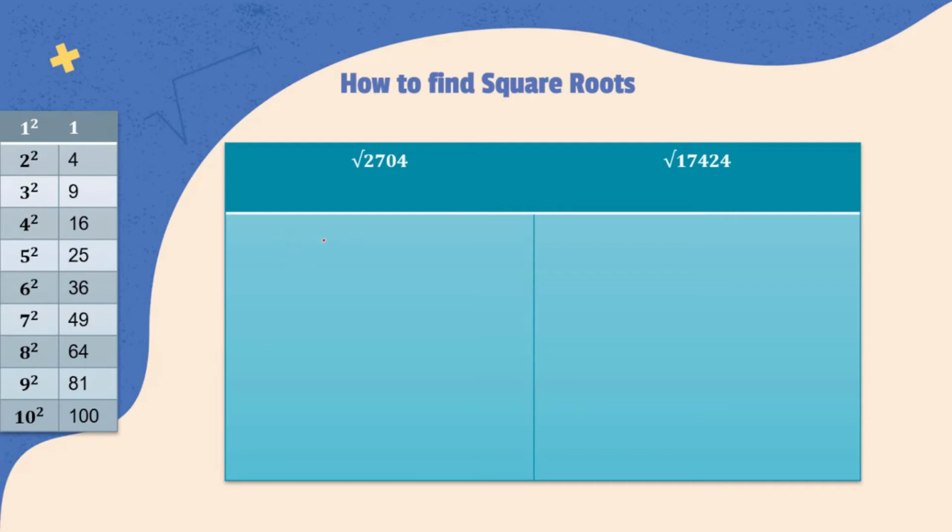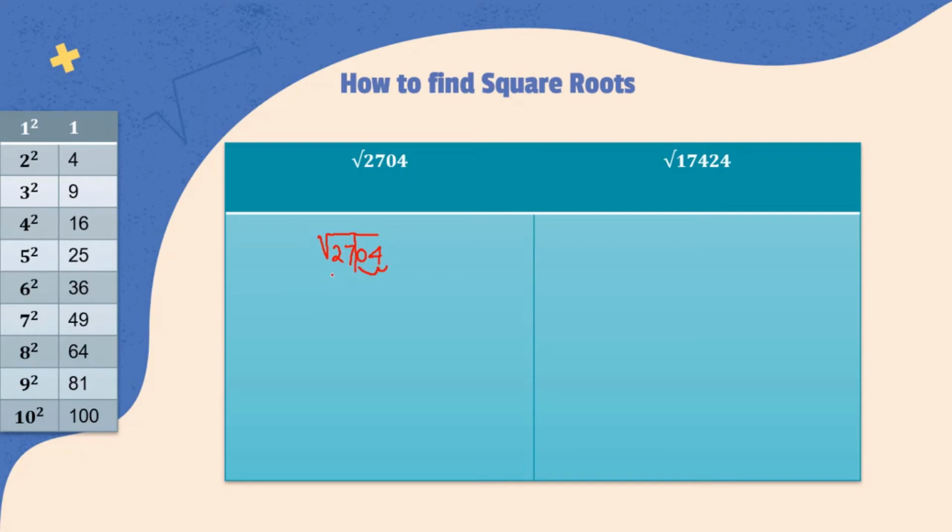Okay, let's redo it together. Square roots of 2704. The first thing you have to do is divide it into 2 pieces. Start from the back, 1 and 2, and put the straight line right here. In the front is 27 and the back is 4.